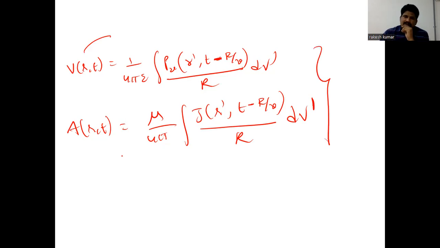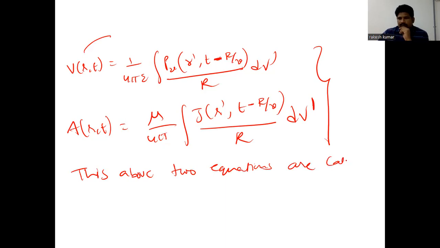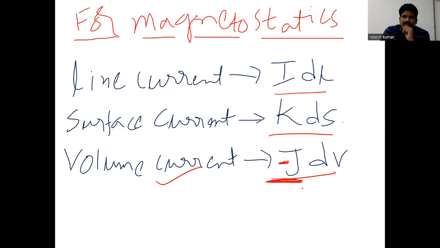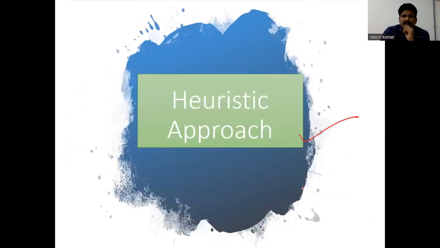These above two equations are called retarded potentials. Okay, so this is the first approach. What do we call this approach? This approach is called the heuristic approach.